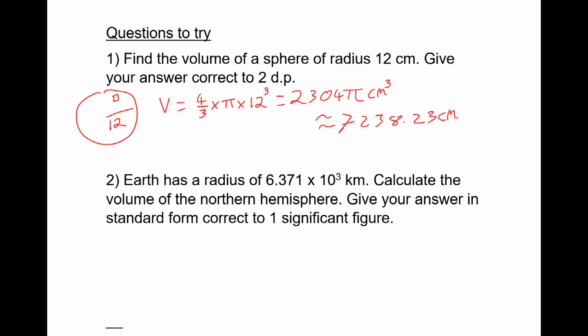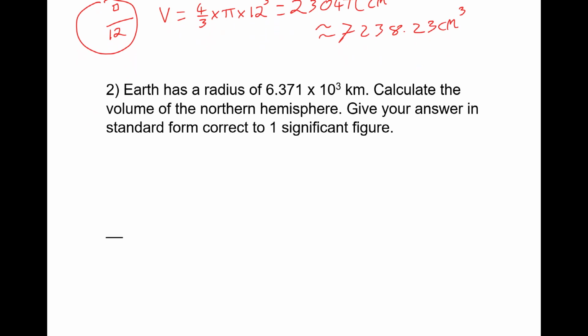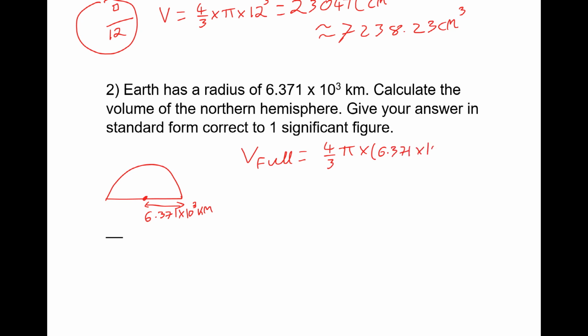Again, centimeters cubed. For 2, you need to work out the volume of the northern hemisphere of the Earth. So think of it as a hemisphere with radius 6371, or 6.371 times 10 to the 3 kilometers. So what we're going to do first, imagine the full volume of the Earth. We'll do that. So that's going to be 4/3 pi times 6.371 times 10 to the 3 cubed. So let's do that.